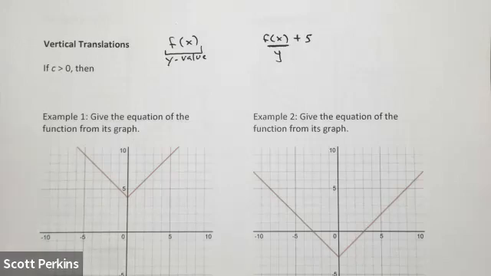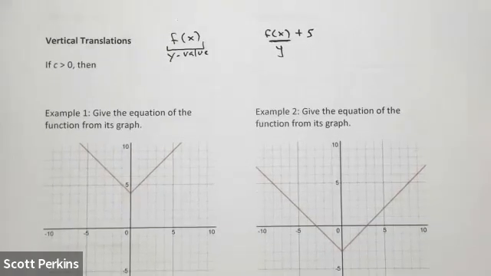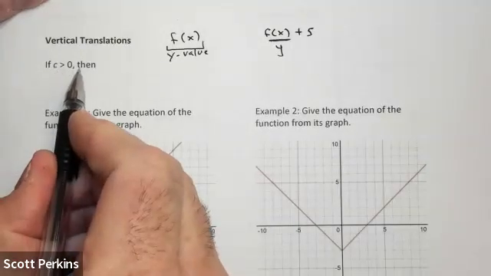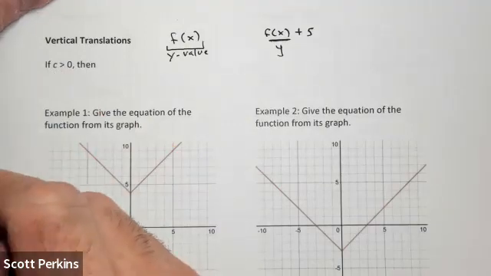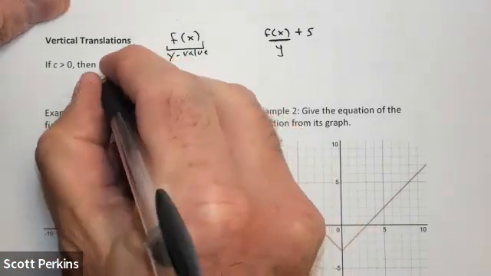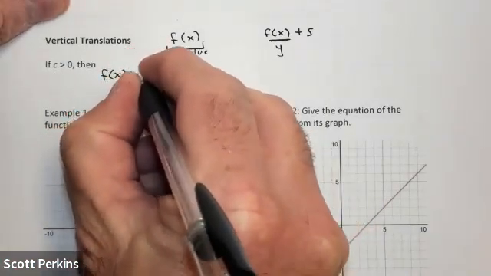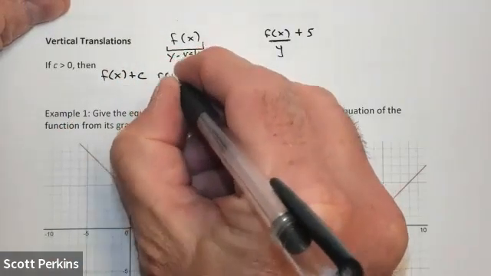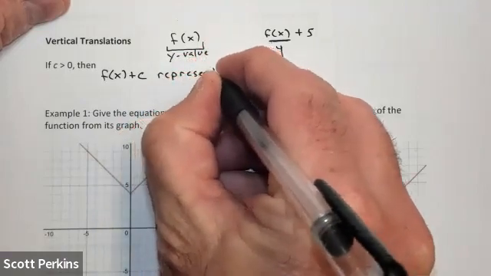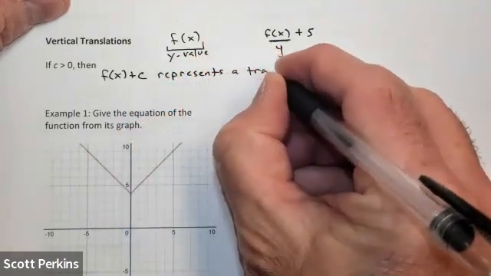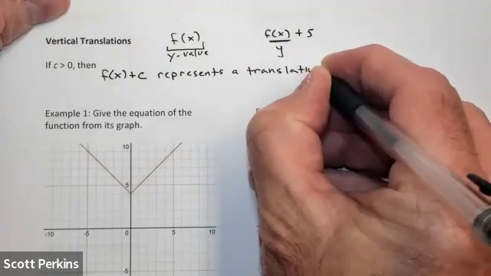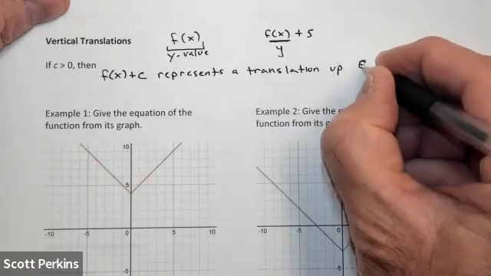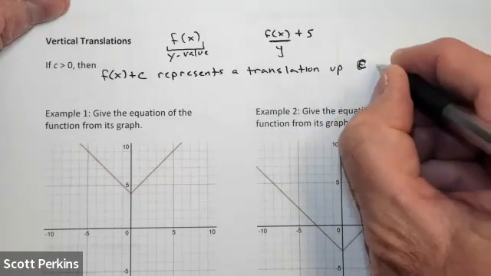So here's the definition on how to recognize your vertical translations. If c is just a number greater than 0, so we're declaring here that c is a positive value, then f of x plus c represents a translation up 5 units, or not 5, c units, pardon me. I was stuck on the number 5.